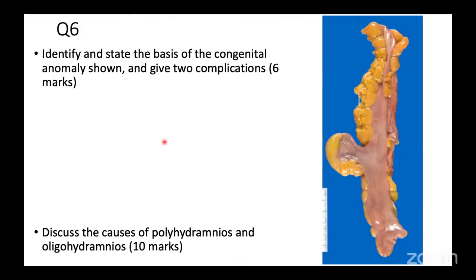All right, so let's look at the answer. Identify and state the basis of the anomaly shown, and give two complications. Here, this is your intestine, and you can see a bit of an outpouching, or what we call a diverticulum. So this is a Meckel's diverticulum.